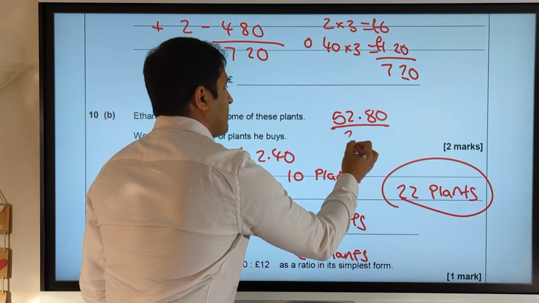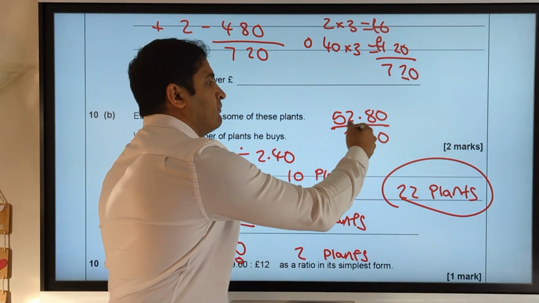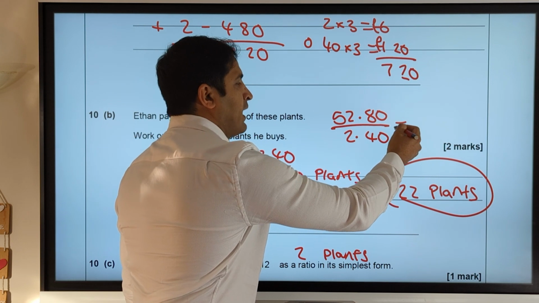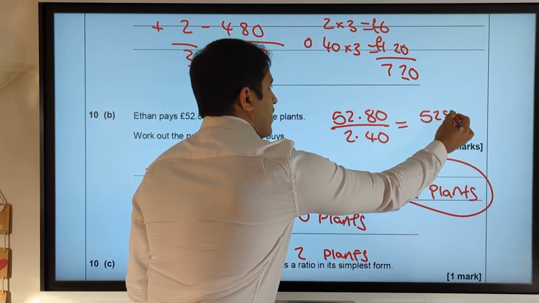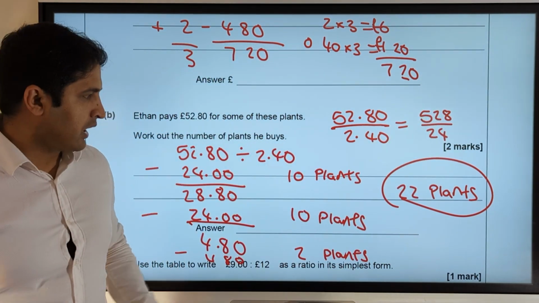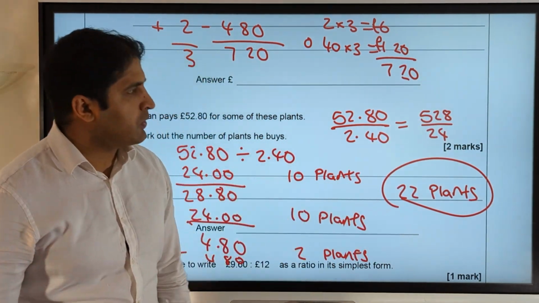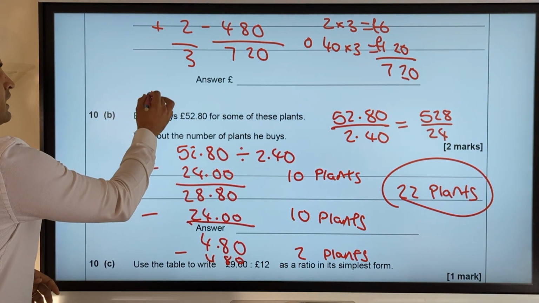52.80 divided by 240. You can write it as a fraction and simplify it. So again, multiply by 10 and we get 528 over 24. You can do that calculation and it will come out to be 22, because you can use the bus-stop method and work it out. Okay, let's try it quickly.